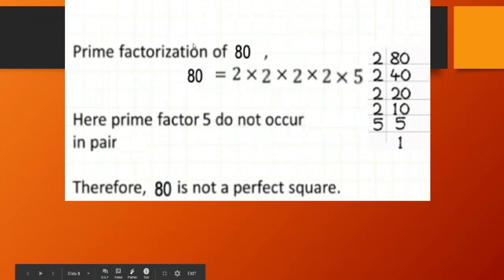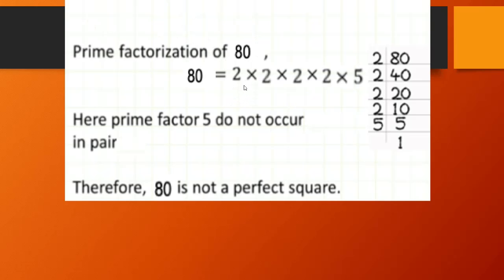Let's move on forward. Now, you may get these questions in your exams also. Is 80 a perfect square? If we don't know whether 80 is a perfect square, the simple method which we have learned now is prime factorization. So we're going to do the prime factorization of 80. After you have done it, we're going to see if we can pair them.